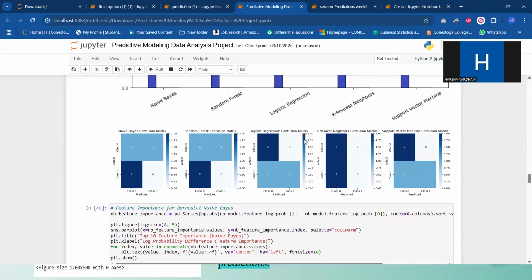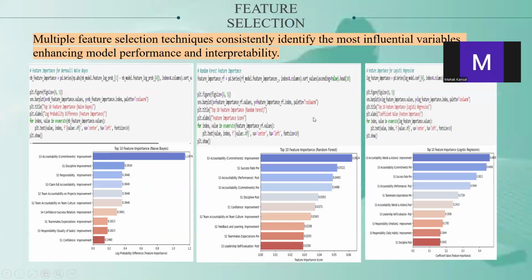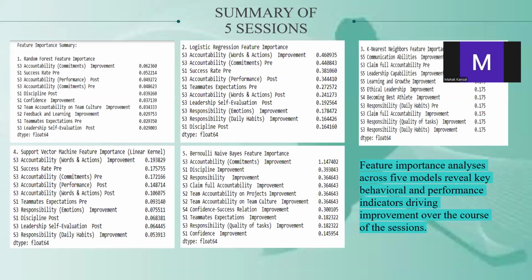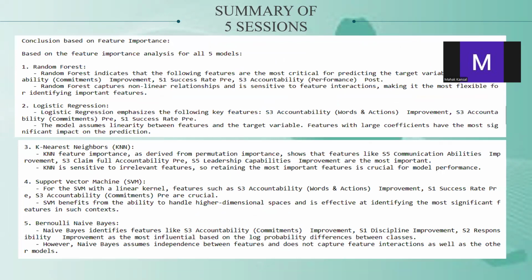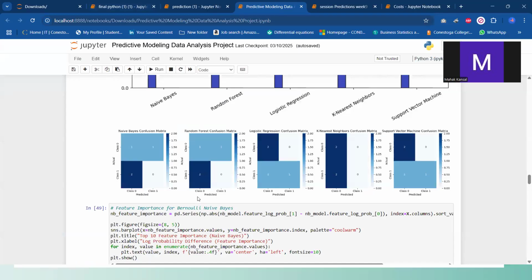Thank you, Harsha. So I'll be explaining the feature selection for all the 5 models separately. Here are the snapshots from our Python notebook. This is the summary for all our 5 sessions, and this is the conclusion based on our models separately, and this is the overall conclusion. So let's go to the Jupyter notebook quickly.